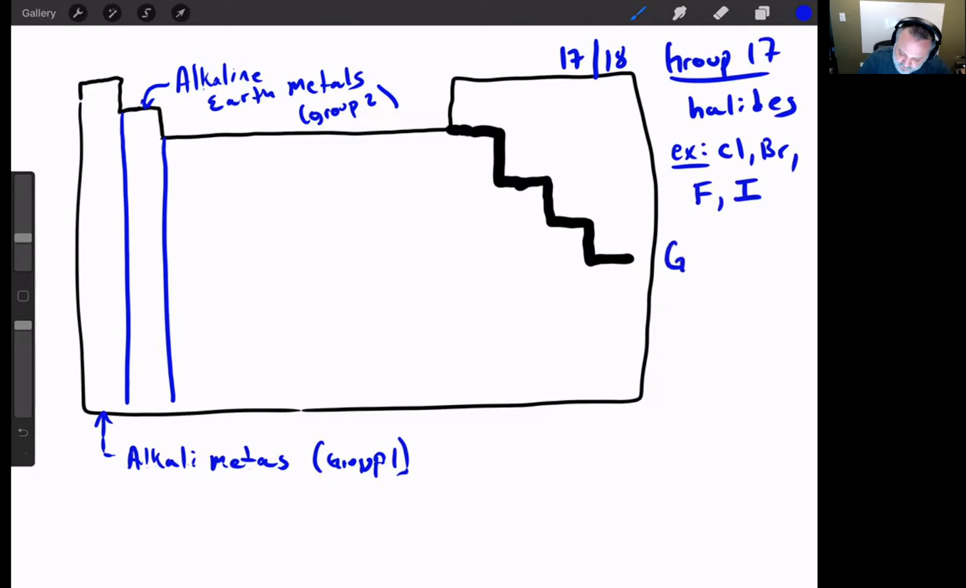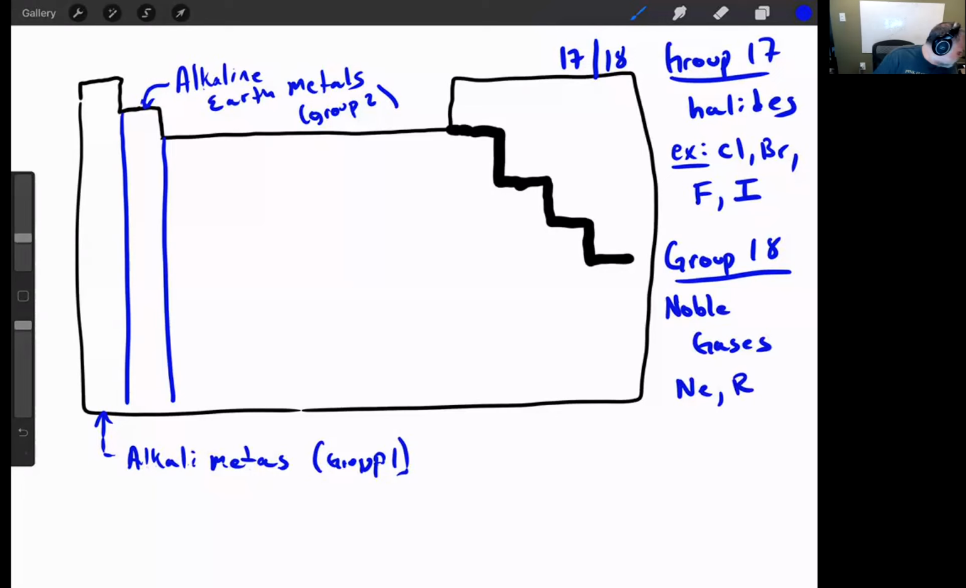What's group 18? These are called noble gases. And so things like neon, radon, argon, etc. All of those things are noble gases. And so that's what you need to know.